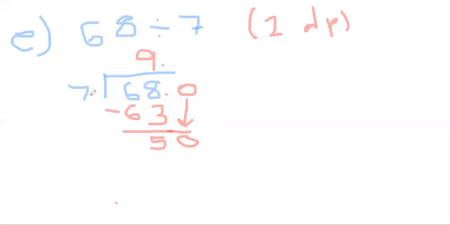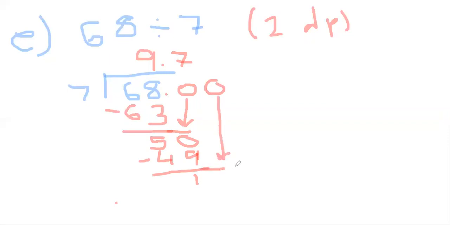So you ask yourself, how many times does 7 go into 50? 7 goes into 50 7 times. 7 times 7 is 49. Okay, that is quite clear. Then 50 minus 49 is 1. We have not yet got 2 decimal places. Remember that 68.0 is again like 68.00. So there's another 0 here. Then you bring it down.